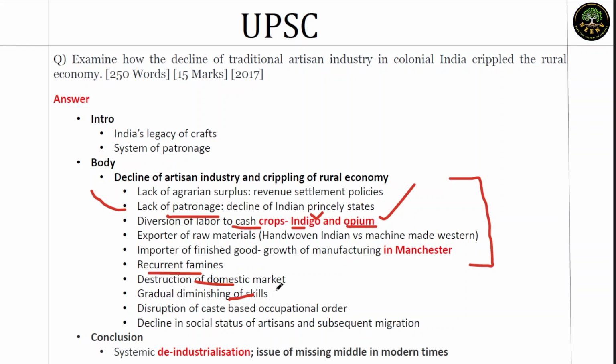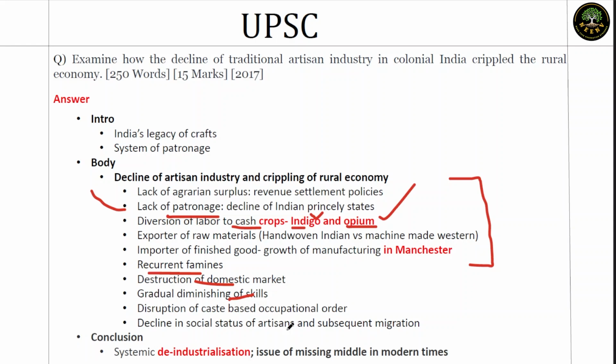Next is disruption of caste-based occupational order. This is a point that can be seen in a positive and negative light. When the British came, they tried to implement social reform measures, and the caste order is getting diluted. One of the reasons why we have occupational classes in India is also because of the caste system. So when this order gets disrupted, it affects the system as well.